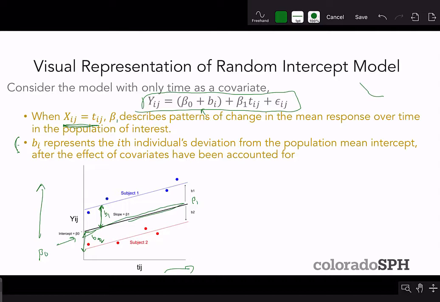And because of this random effect, we can shift that line up and down for each subject depending on where their data falls. So that's all that the random intercept model is. It's basically a regular linear regression, but you can shift the line up or down depending on the subject-specific data.